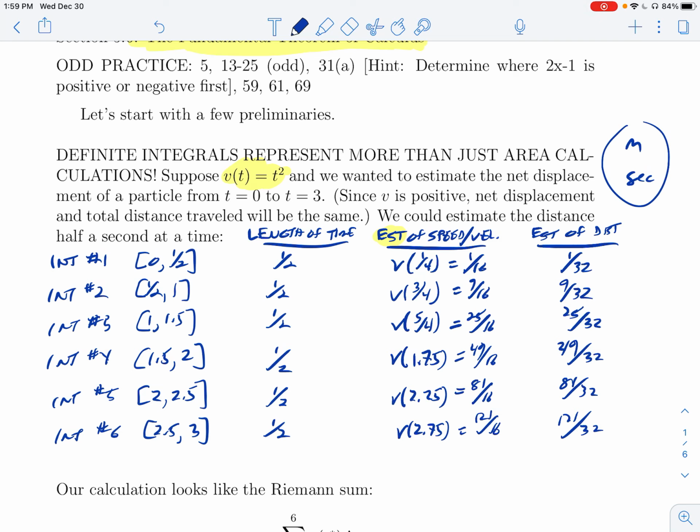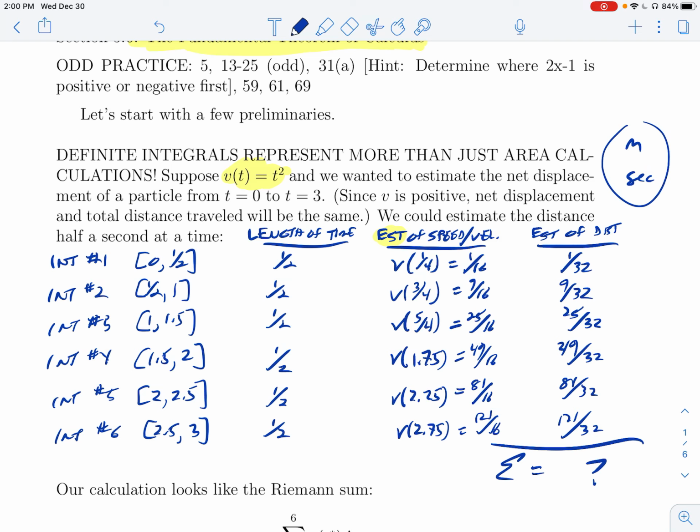It's reasonably accurate. For a half second, it's not going to change speed that much. So I just take a snapshot. How fast is it going at that period? Let's estimate distance, and then do that over and over again. And then I could add all these up. And I'm actually not interested in the number here. I'm interested in the process.